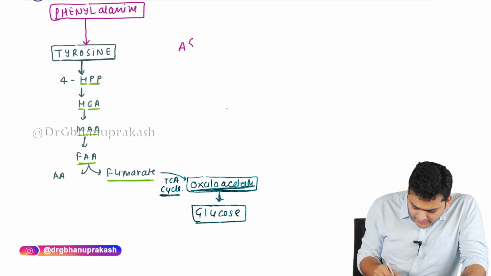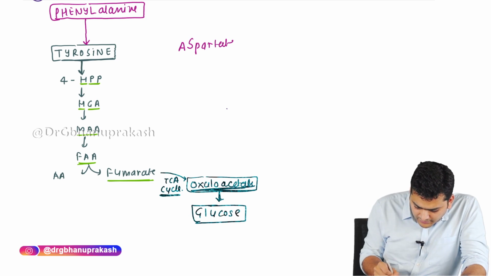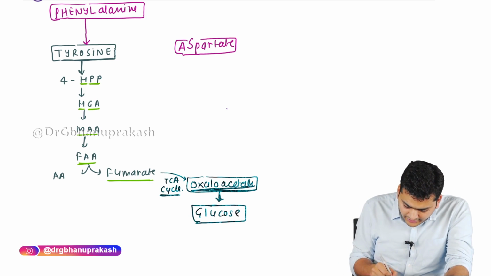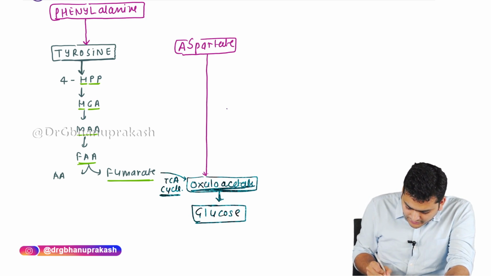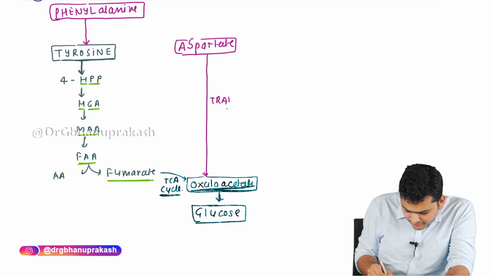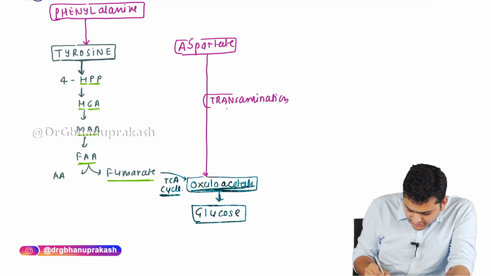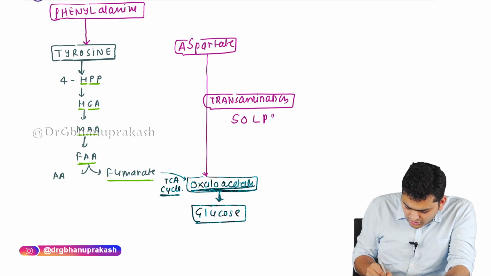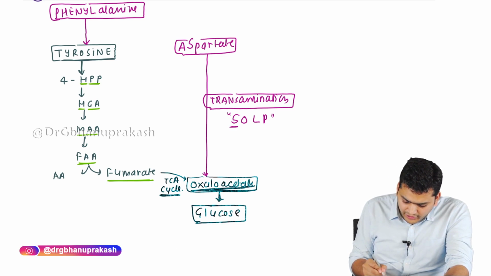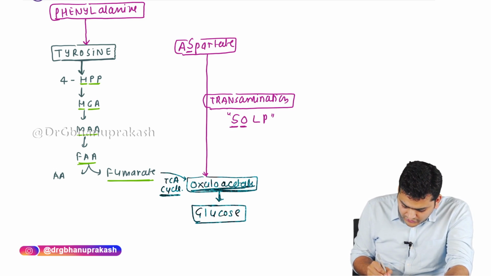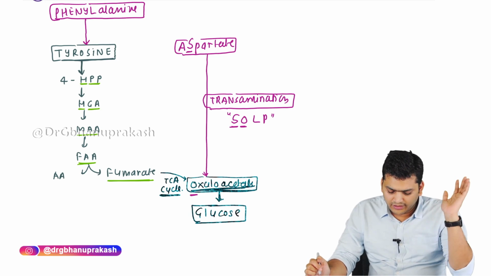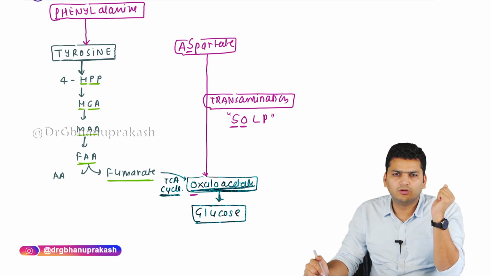Then if I want to say aspartate, can we convert aspartate into glucose? Yes, it is possible. Aspartate can convert into oxaloacetate, and the name of that reaction is transamination. We discussed that when we discussed the biosynthesis of urea. The mnemonic for the transamination that we used in that session was SOLP. S stands for aspartate and O stands for oxaloacetate. So when you do the transamination, S aspartate, O is oxaloacetate. So you will get the oxaloacetate, and from oxaloacetate you can make glucose.